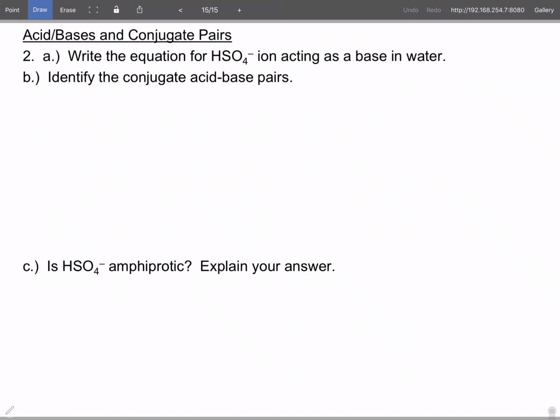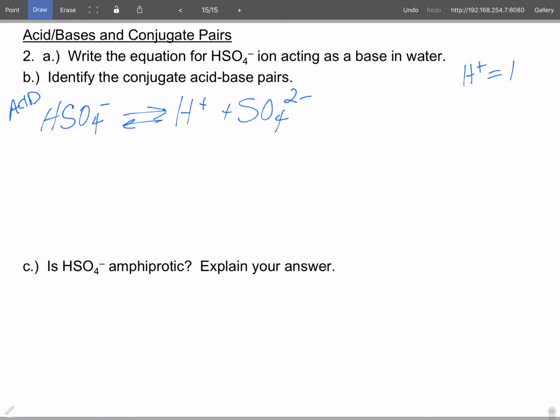This one says write the equation acting as an acid, well, as a base in water. Let's go ahead and have it act as both. So we'll do the acid first. HSO4 minus goes to H plus and SO4 2 minus. Remember, H plus is the same thing as H3O plus, for those of us who hate writing extra things.